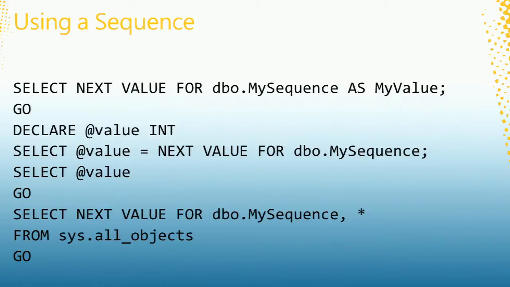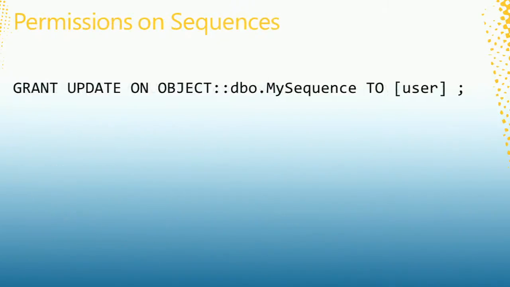No, there's no scope identity issues or anything like that. So if you need to grant rights to a user to be able to hit a sequence directly, you just grant update on the sequence. So that'll let them actually use the sequence itself.